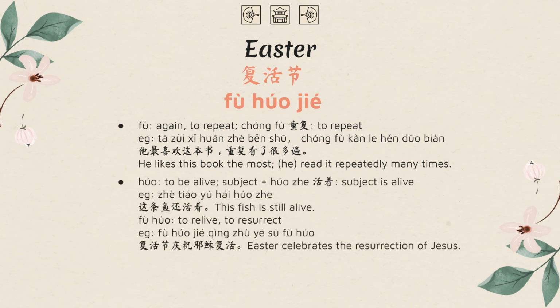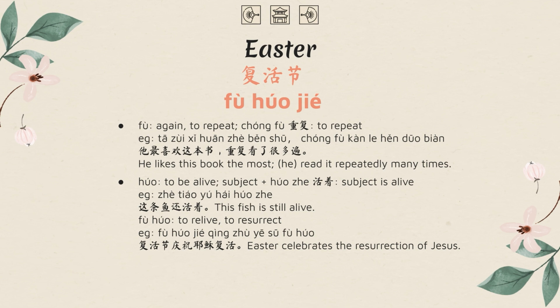活 means to be alive. There's a structure here, so you can use 活 with 着. 活着 describes the status of something as being alive. 着 could also be used with other verbs. So to say a subject is alive, you could just say subject 活着. My example is 这条鱼还活着. This fish is still alive. 这条鱼, 条 is the measure word for things that are fish-like, basically skinny and long, and 还 means still.